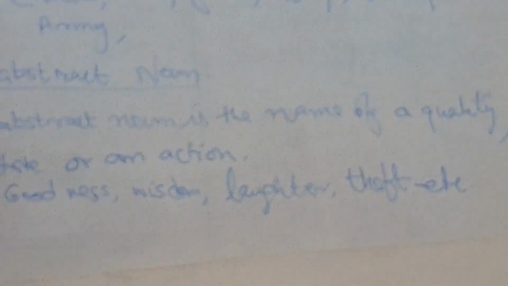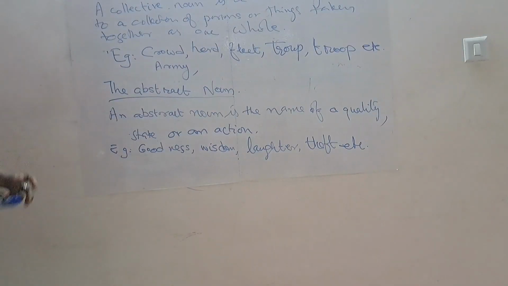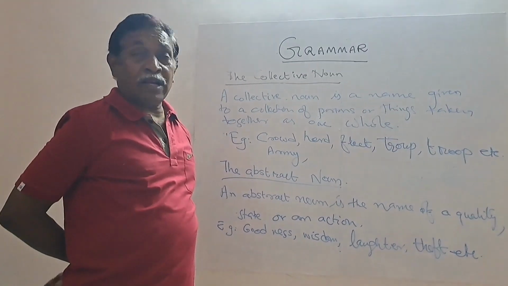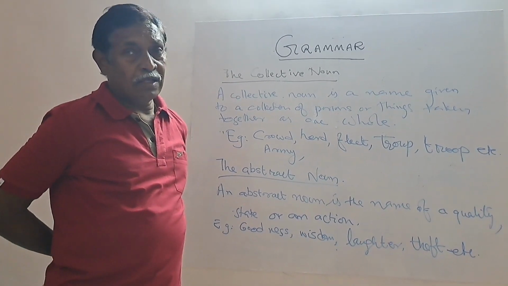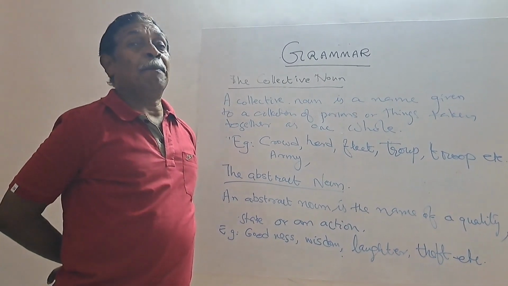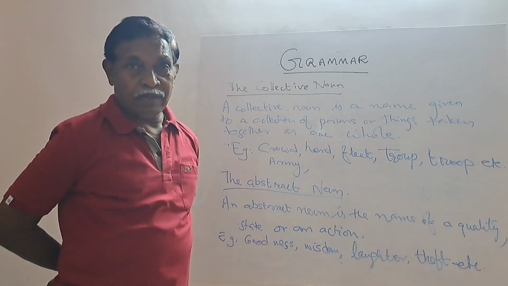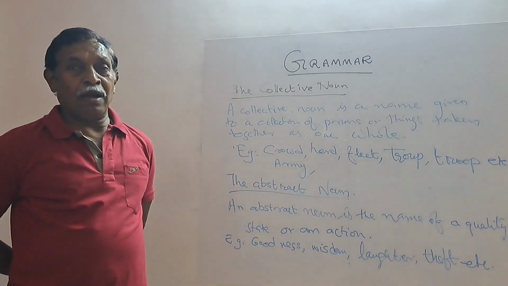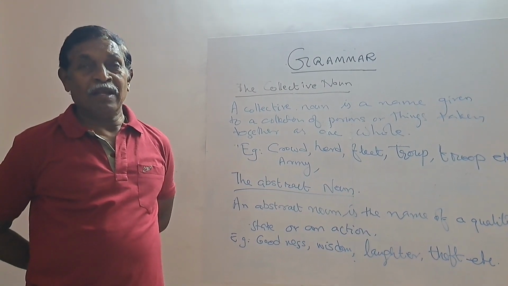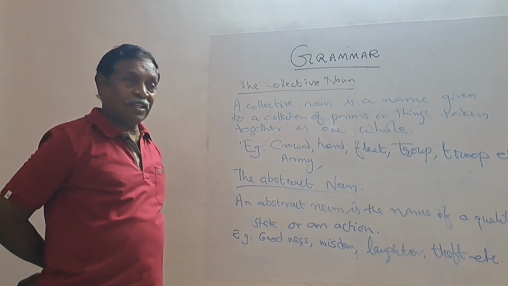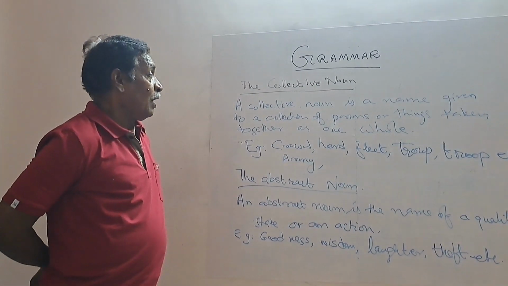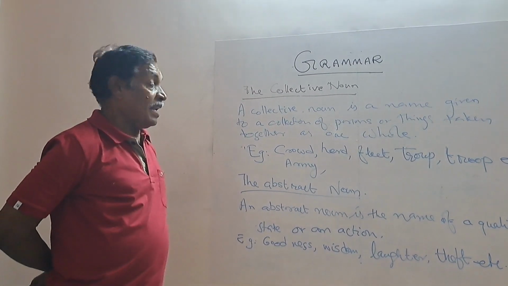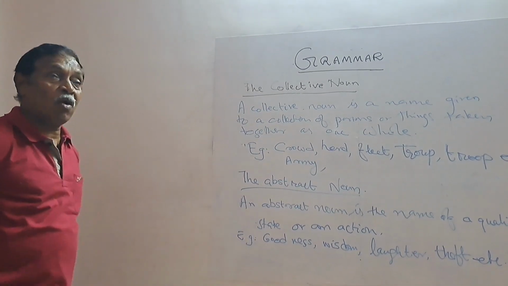So these are four kinds of nouns. I will summarize all these things. There are four kinds of nouns. First of all, the proper noun, the particular names given to person or thing. Second is common noun, name given in common to every member of the same kind. And collective noun, name given to a collection of persons or things taken together as one whole. And abstract noun, they are names of quality, state or action.